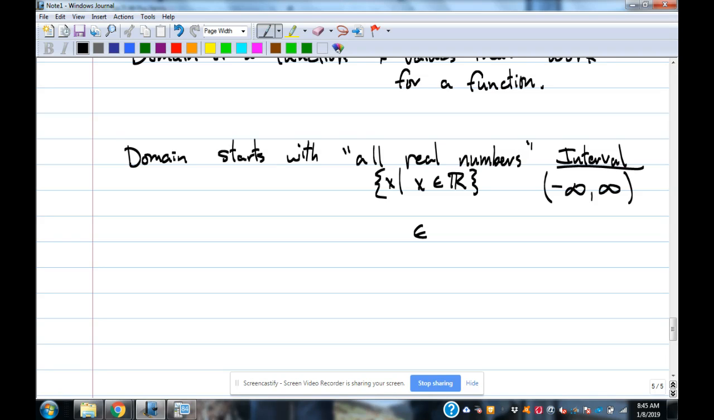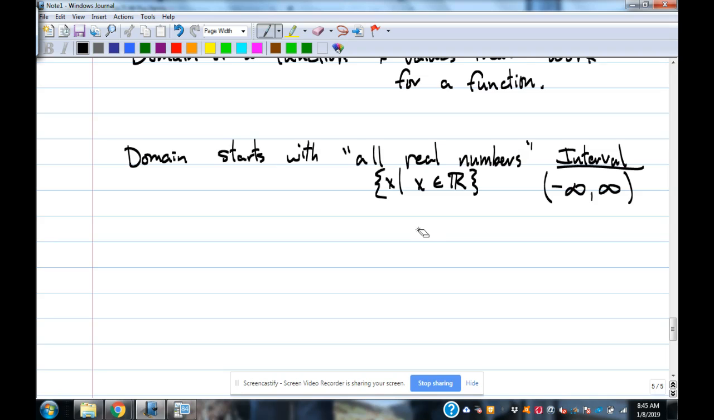But if it's a square bracket, and we'll see this as we build some of this stuff, square brackets mean we include that number. So if your function went all the way up to 3 and ended on 3, then you include 3 and you put a square bracket on it. We'll pick this up as we go along here.